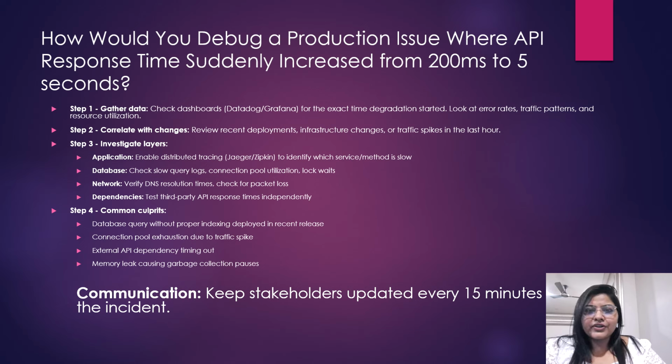There are various monitoring tools like Datadog or Grafana from where we can identify the exact time when the degradation started, correct? So, what are the traffic patterns? What are the error rates? What are the resource utilization? That will give us a clear picture of when exactly the timestamp of the issue began.